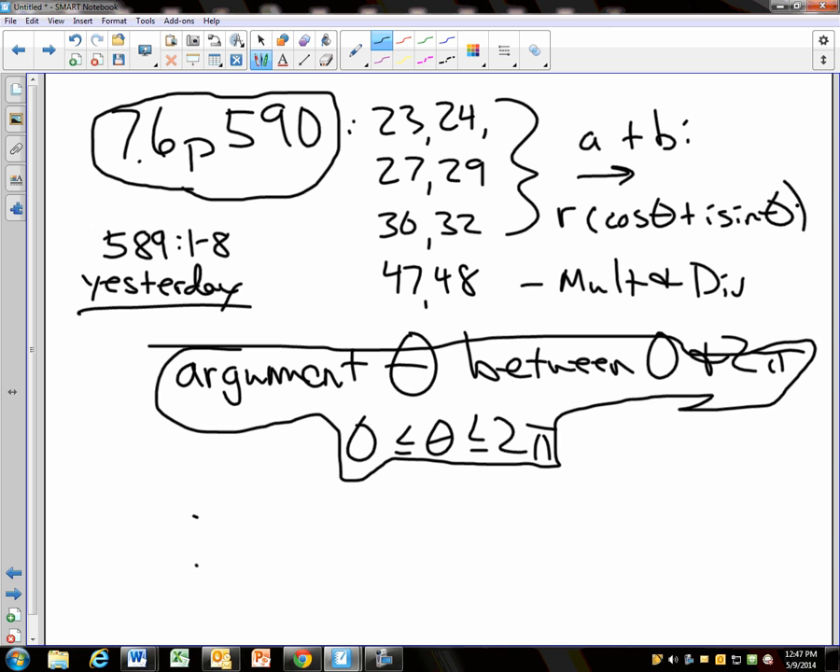Don't worry about this word argument, okay? It's a term that is used as we work with these complex number systems. You'll never see it again for this until you get to college. So just do what we did today, you'll be fine. Any questions?